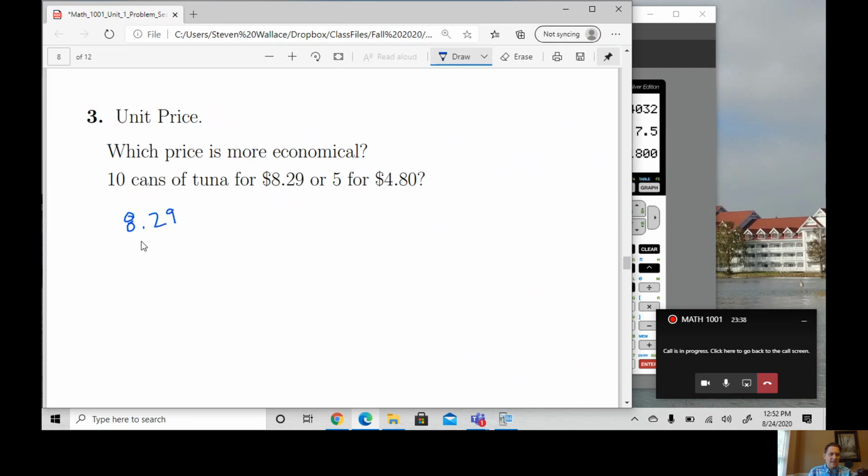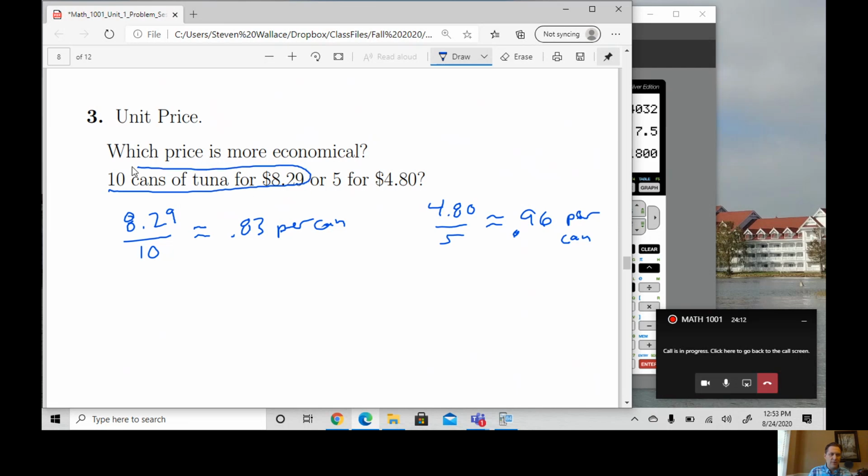So if we do the 10 cans of tuna for $8.29, that means it's about 83 cents per can. But if we do 5 for $4.80, that's about 96 cents per can. I've done these ahead of time. Okay, so this one's cheaper, which means this would be the more economical choice. Obvious.